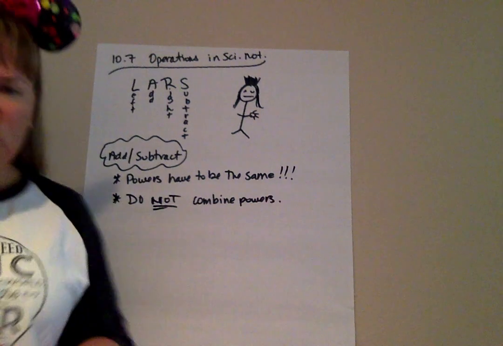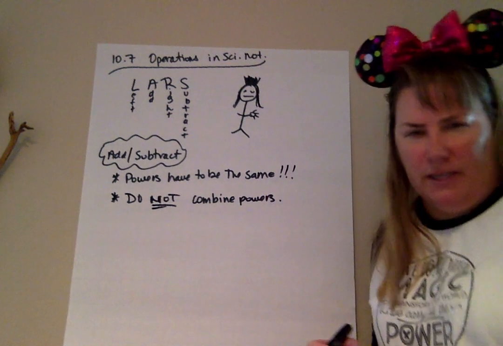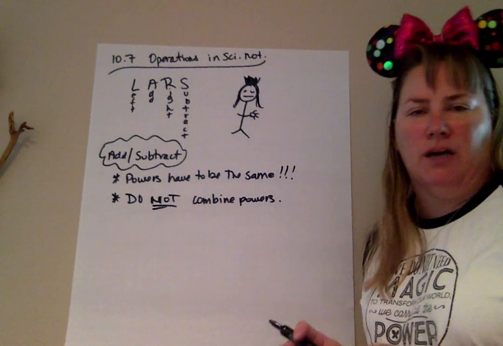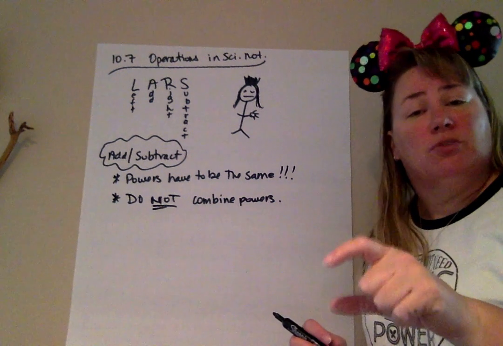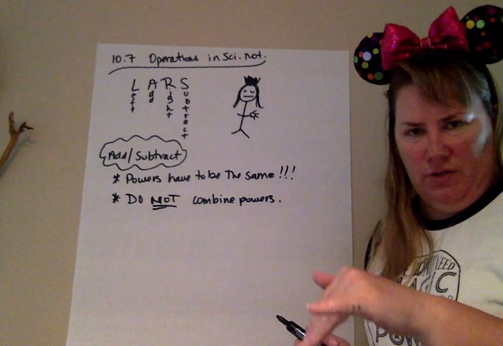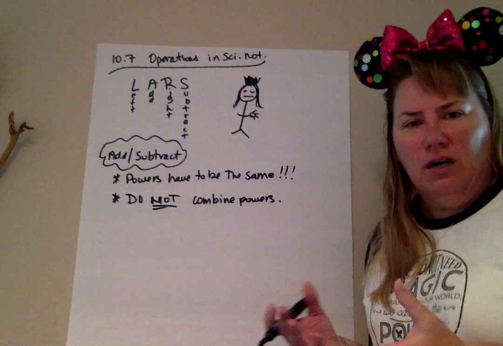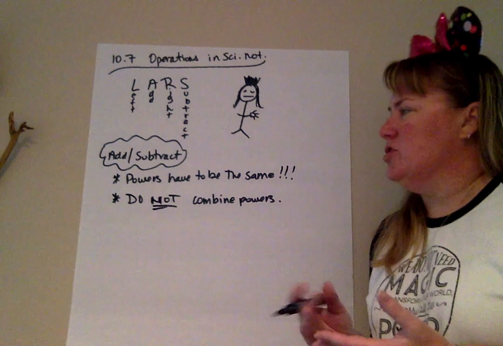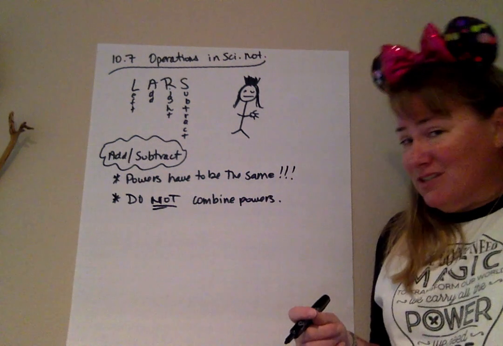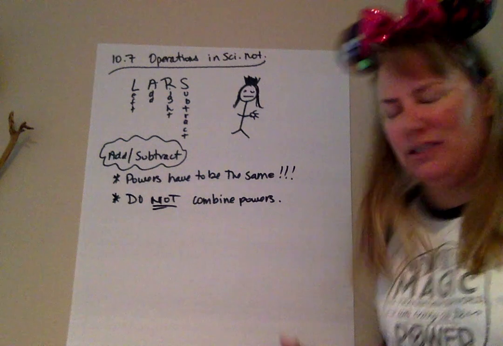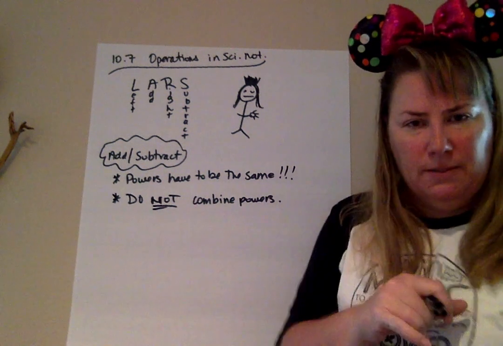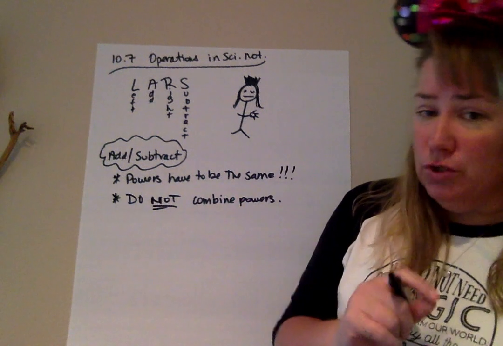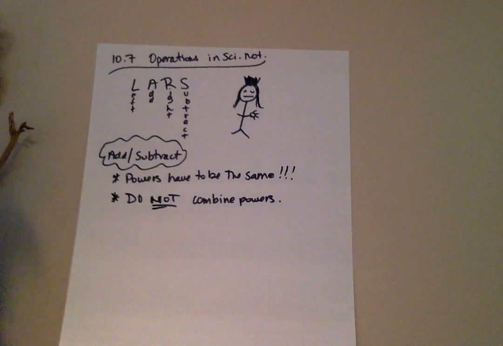Okay? That was when I talked about how that power's kind of like a common denominator. When you have the denominator and it's the same when you're adding or subtracting fractions, you keep it. You don't do anything with the denominator because you're adding pieces of the same part, okay? So it's kind of like that when you're doing your operations in scientific notation. When you're adding and subtracting, you do not combine those powers, okay? Do not. But when you multiply and divide, you do.